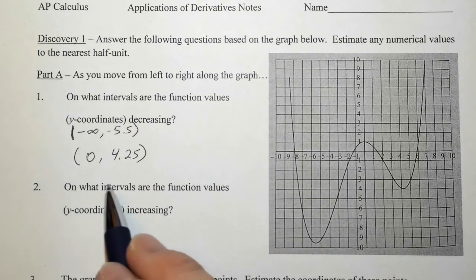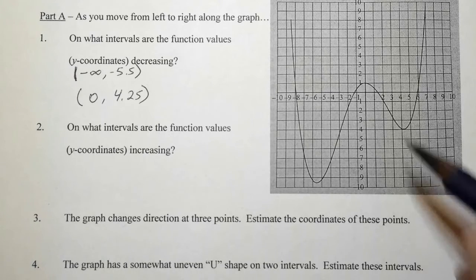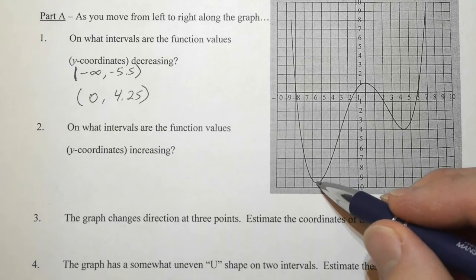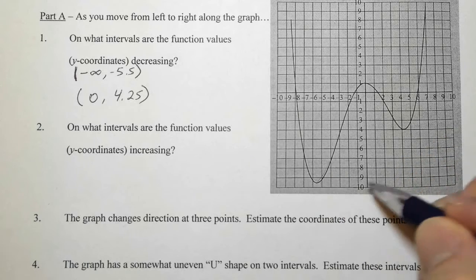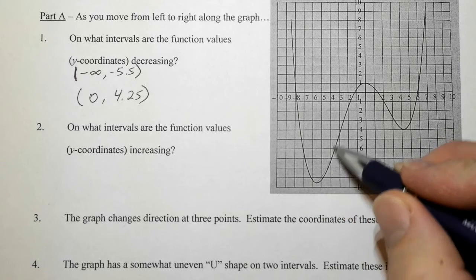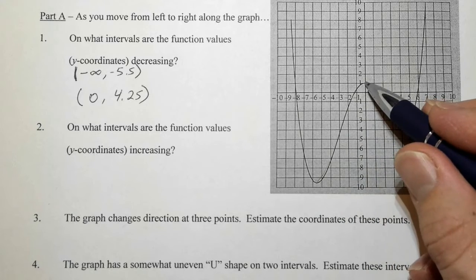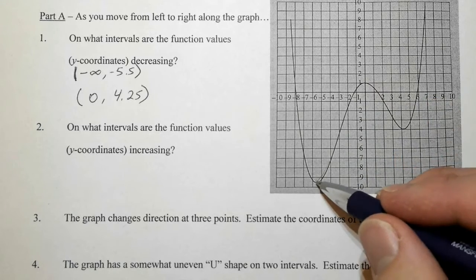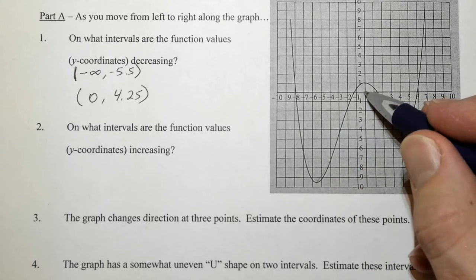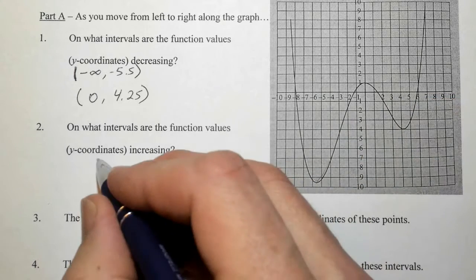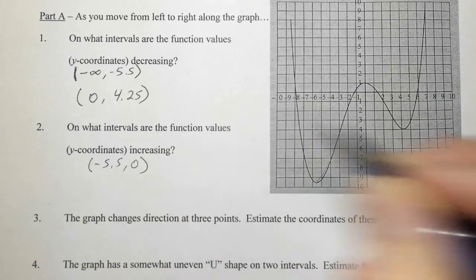Number 2 says, on what intervals are the function values increasing? Well, we already talked about how from the bottom of this valley to the top of this hill, our function starts at -9.5 and grows all the way up to 1. So our y values are increasing from -9.5 to 1. Now the x values, again, are -5.5 until 0. Those are the x values, so they're going to go on our interval from -5.5 until 0.